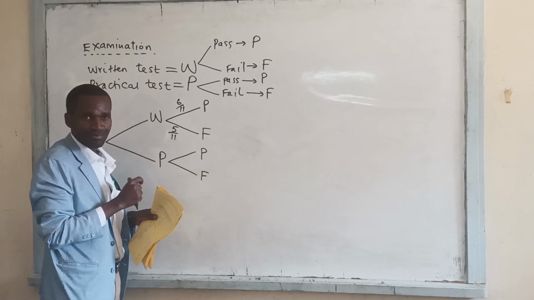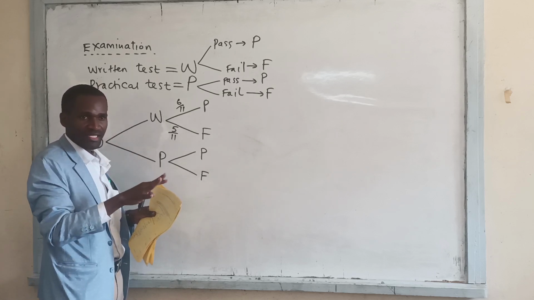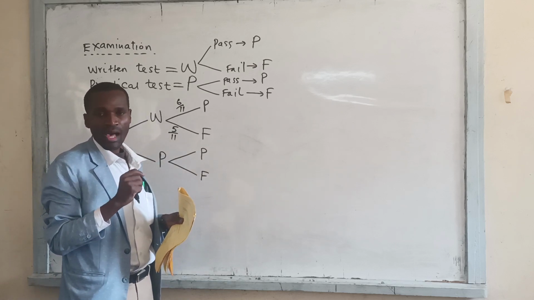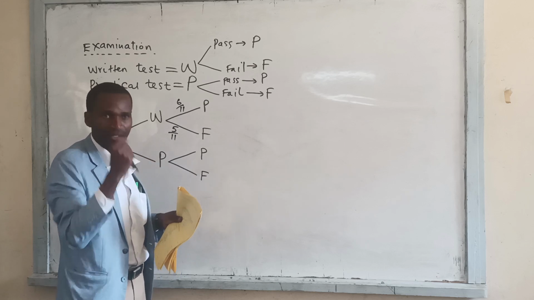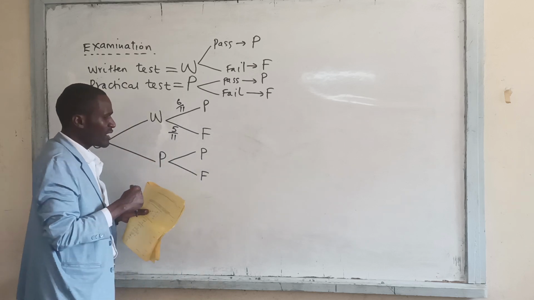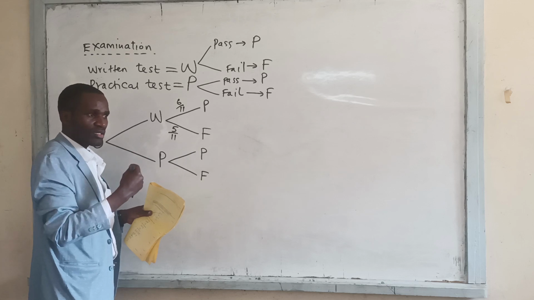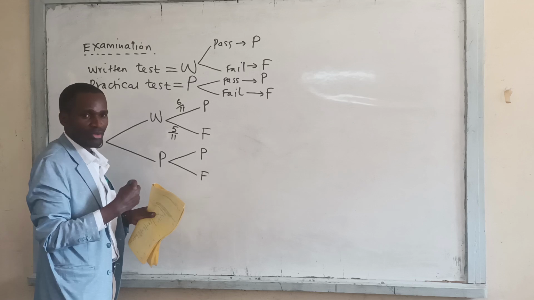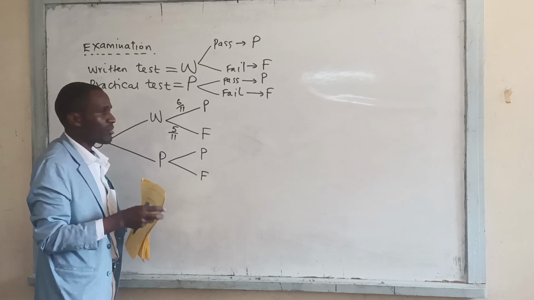Probability cannot be more than 1. It is a matter of chance that a particular event will occur. So the chance of a particular occurrence is what we refer to as probability.